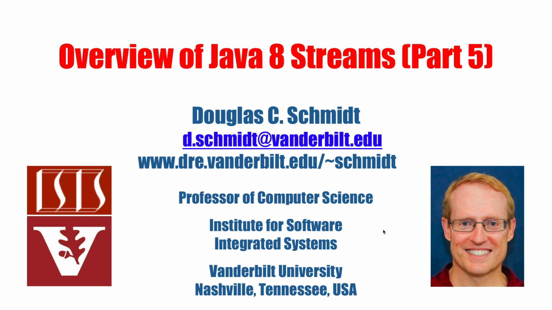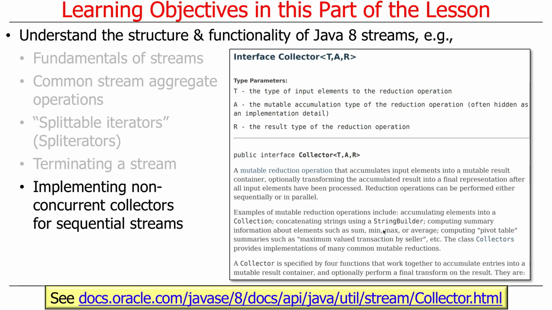And so what we're going to do now is talk about how to actually implement a non-concurrent collector for a sequential stream. And you'll see the non-concurrent collector is a little bit odd the way it's phrased, because it actually can work for a parallel stream. And I will mention that briefly at the moment, but the focus is going to be on sequential streams. Later, we'll come back and talk about this in the context of parallel streams.